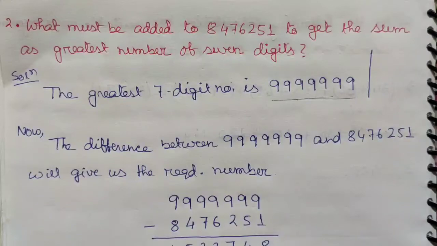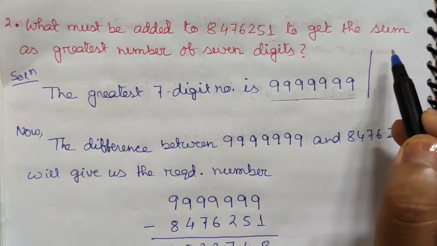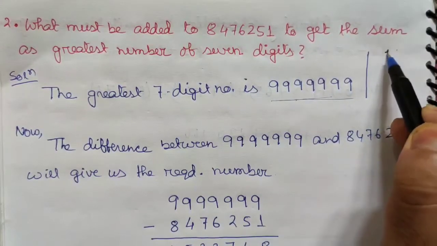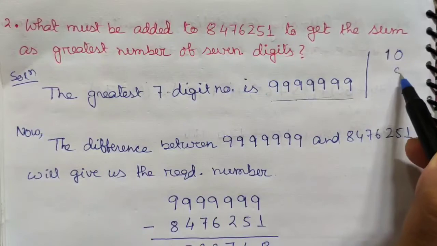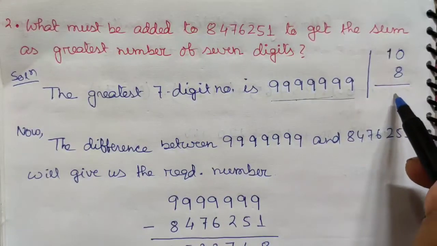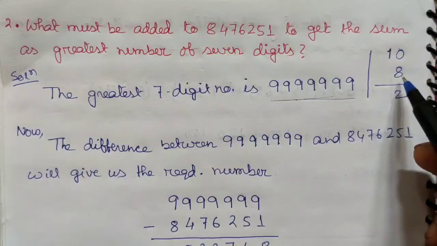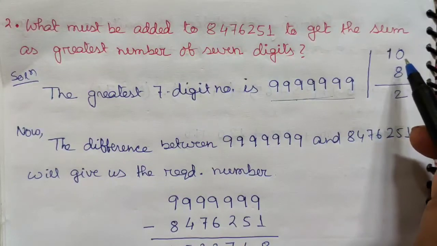For this, let us take an example. Suppose what should be added to 8 to get the result 10? That means with 8, what must we add to get the result 10? In this case, for finding this number, how will we do it? We'll subtract 8 from 10, right? The result will be 2. So if we add 2 with 8, the result will be 10.